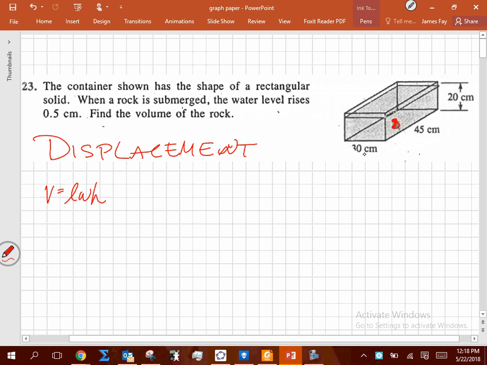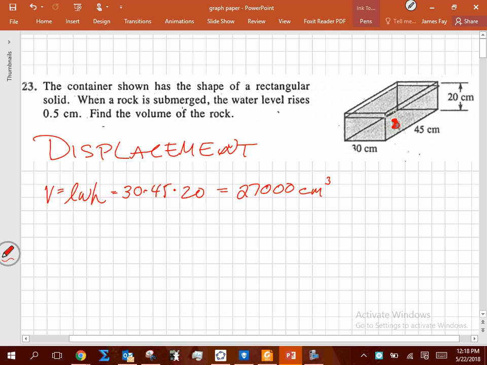It's 30 by 45 by 20, isn't it? Obviously the aquarium is a little bit taller than that, but this 20 is telling me the height of the water. So I have 30 times 45 times 20. When I multiply that out, it's 27,000 cubic centimeters.